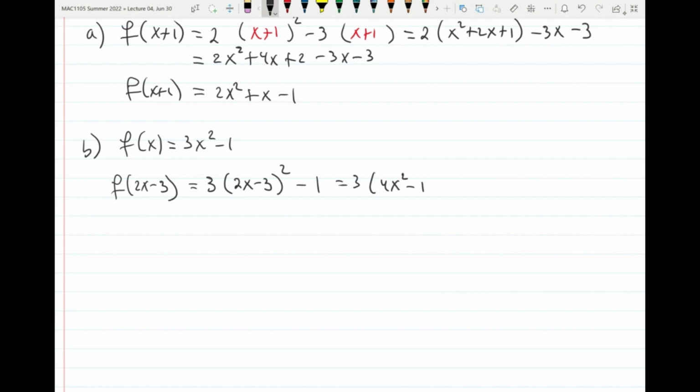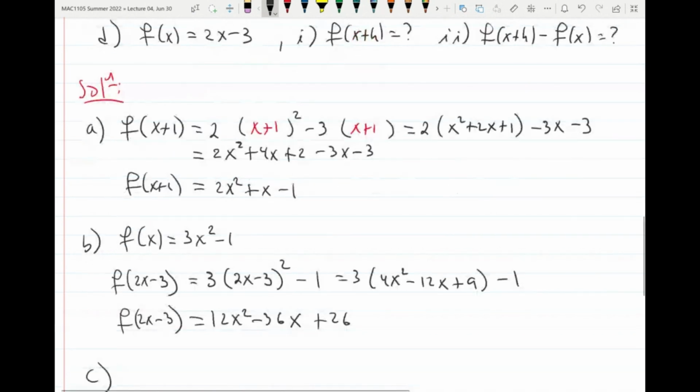So that's 4x squared minus 12x plus 9 minus 1 distribute. That's going to be 12x squared minus 36x. Then we have 27. 27 minus 1 is 26. Questions? No? Okay. So how about the next one?